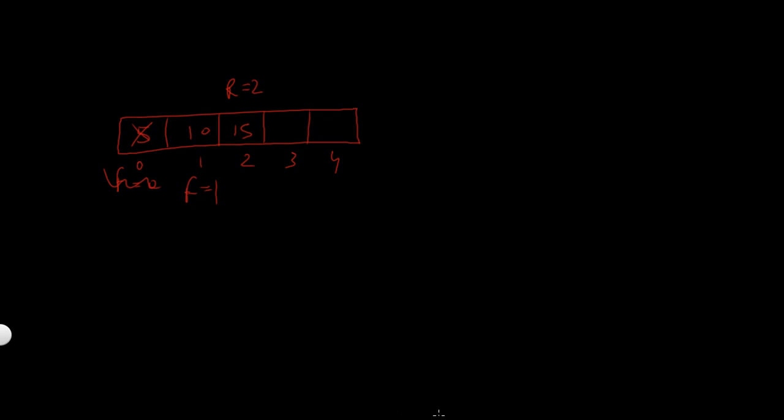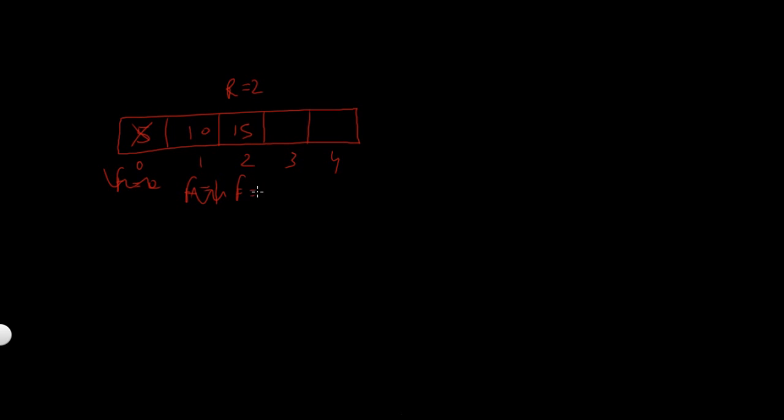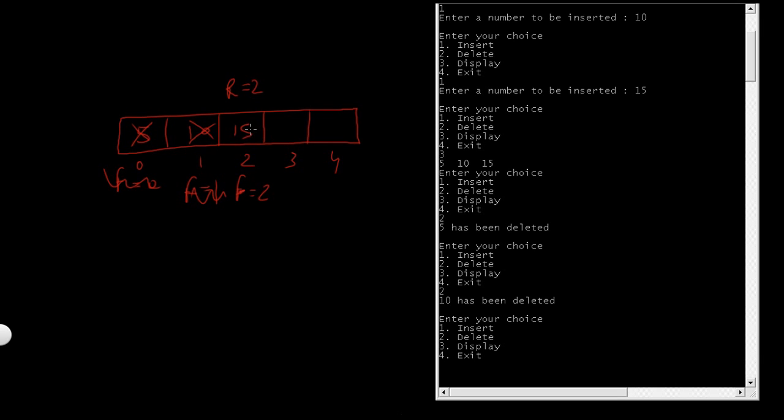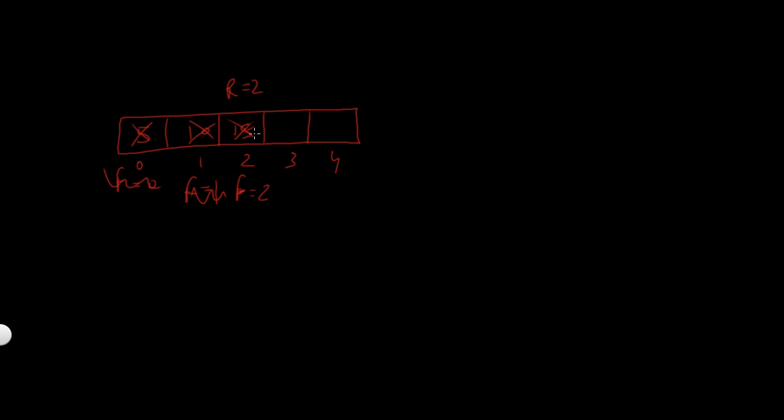Now if I delete another element from this queue, then this 10 will get deleted. 10 has been deleted, the value of front is equal to 2. Now if I delete another element from this queue, then this 15 will get deleted and this queue will become empty. So 15 has been deleted, the value of front right now is equal to 3.